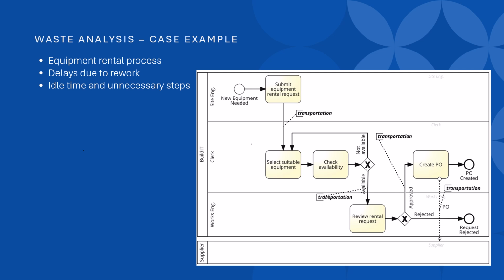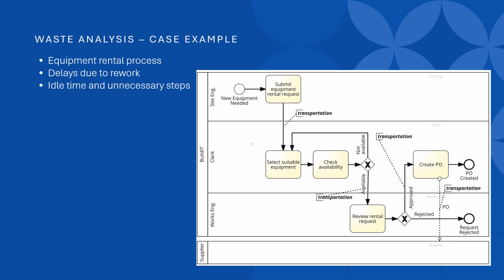The next is waiting, where the availability is checked, and if equipment is not available the request loops back. This causes delays while waiting for a review or alternate decisions. Then overprocessing means duplicate checks or steps performed just to meet internal policy. For example, in this case, if the equipment was already verified but still needs another review by the works engineer, it could be overprocessing.